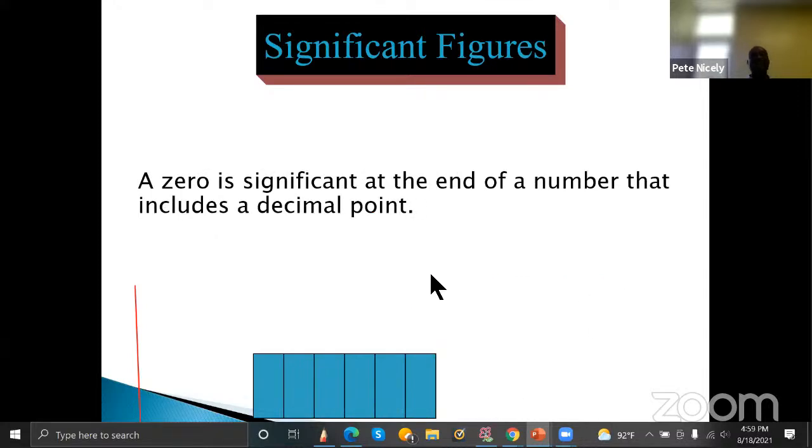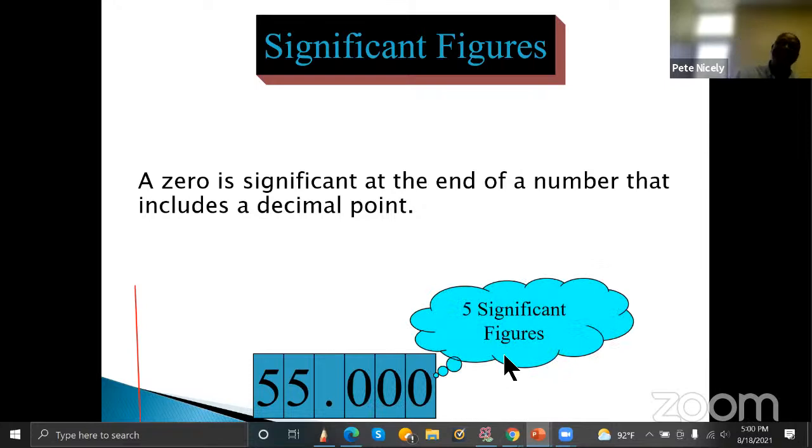Okay, now another situation we will be looking at here is a situation where we have a 0 at the end of a number where there's a decimal point. And according to this rule, if you have a 0 at the end of a number and there's a decimal point anywhere in that number, then that 0 is significant. So here's an example of this. In this case here, we have 3 zeros at the end of this number, and there's a decimal point here. So therefore, that means that these 3 zeros are significant, and that means that the total number of significant digits shown here is 5, all right?